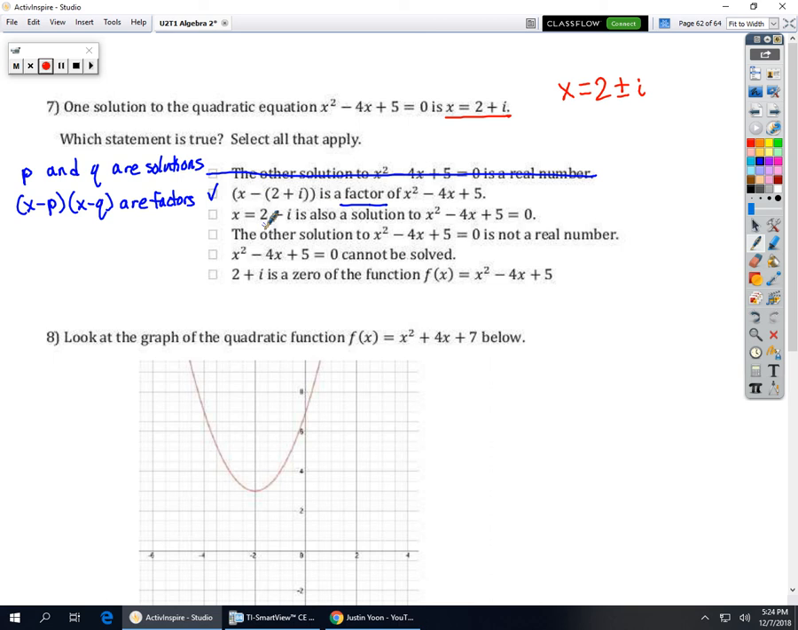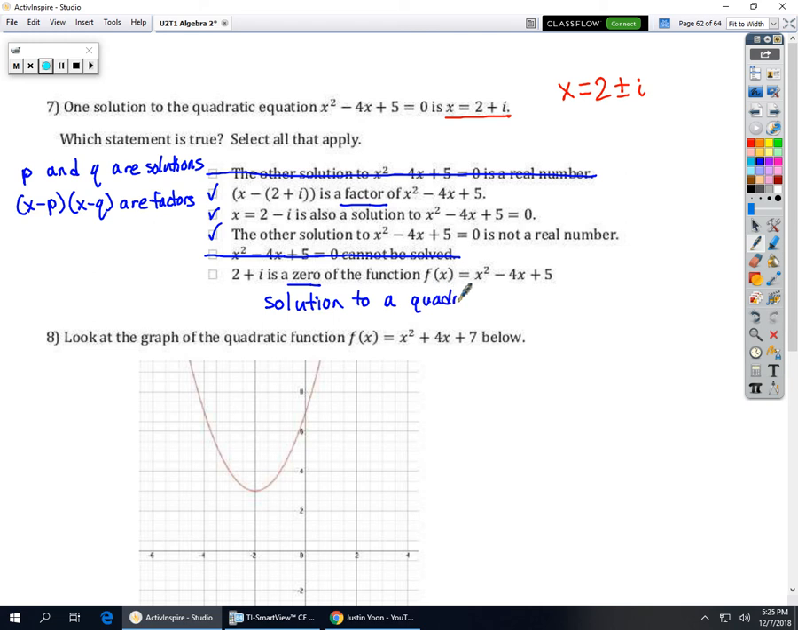We already answered the third one. That is the other solution. The other solution is not a real number. That is true. It can't be solved. Well, it couldn't be solved before. It is solvable now because we are allowing use of complex answers. Finally, it's asked 2 plus i is a zero of the function. Remember, zero is just another fancy word for solution to a quadratic equation.